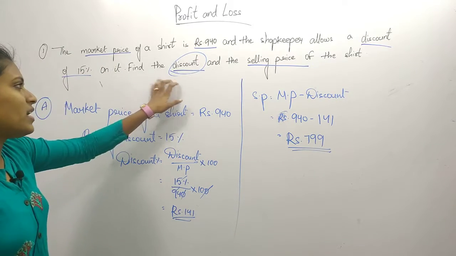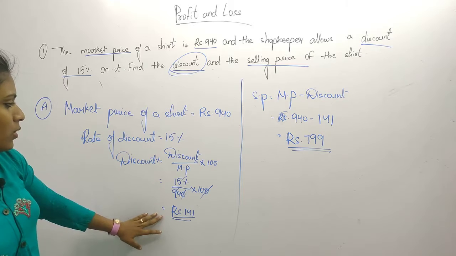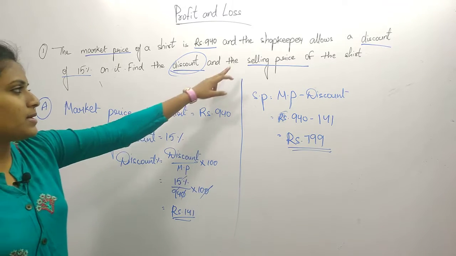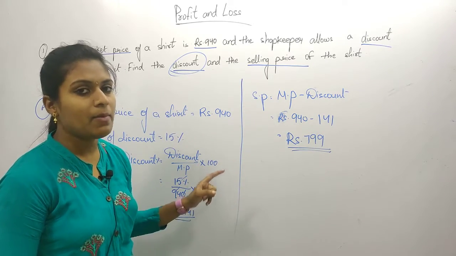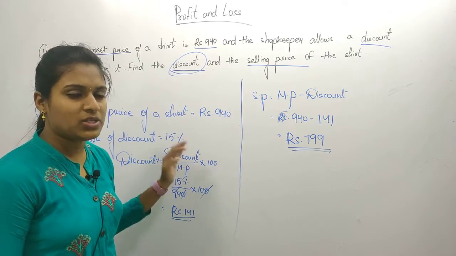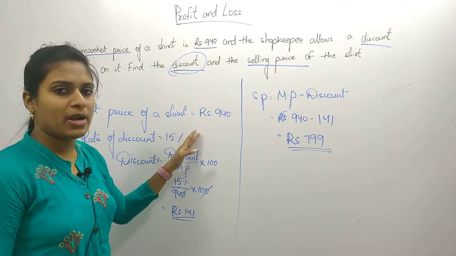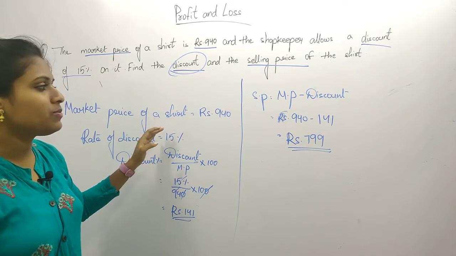Finally, he told us to find out the discount and selling price. The discount we already found out by putting the formula, and the selling price he told us to find out, we also found. Whenever a question is given, first observe what is given in the question, and then you must get the idea of which formulas are to be applied to solve the problem. Okay, let's solve the next problem.